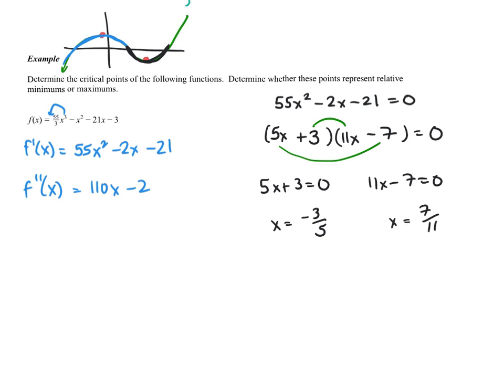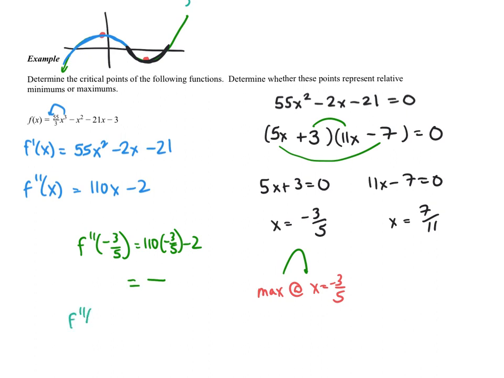So the question is, will this be a positive or a negative in my second derivative? And that will tell me if it's a max or a min. So if I plug in negative 3/5 to the second derivative, I get 110 times negative 3/5 minus 2. I don't know what this is going to be, but I know it's negative because we have 110 times a negative number minus a negative number. That's definitely negative. So that's going to concave down, which is going to mean there is a max at x equal negative 3/5. And again, this is something you could graph and check, but I just want to use the calculus right now.